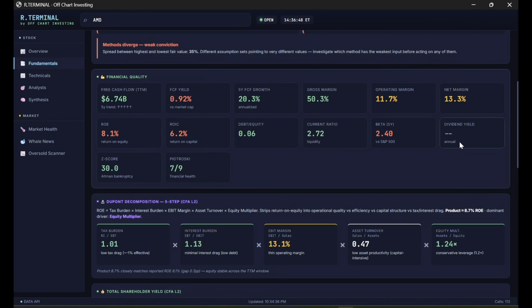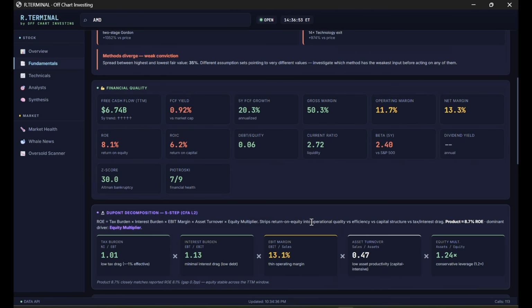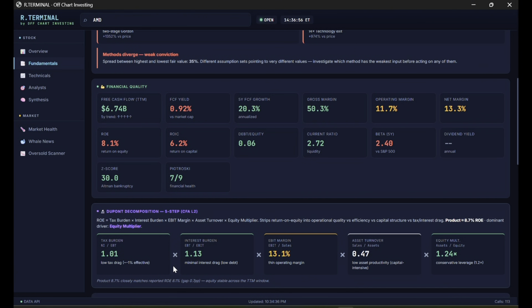When we look at the overall performance of the return on equity, you look at the tax: low tax drag, so it's effective management of tax, and minimal interest drag. The biggest issue is their thin operating margin. It's very obvious from here. As I said, with asset turnover they have low asset productivity, so it's a capital-intensive business. It's a big problem for them because they're also being squeezed by the competition big time, and they try to win on price. And this is the price that you pay when you try to play on pricing.